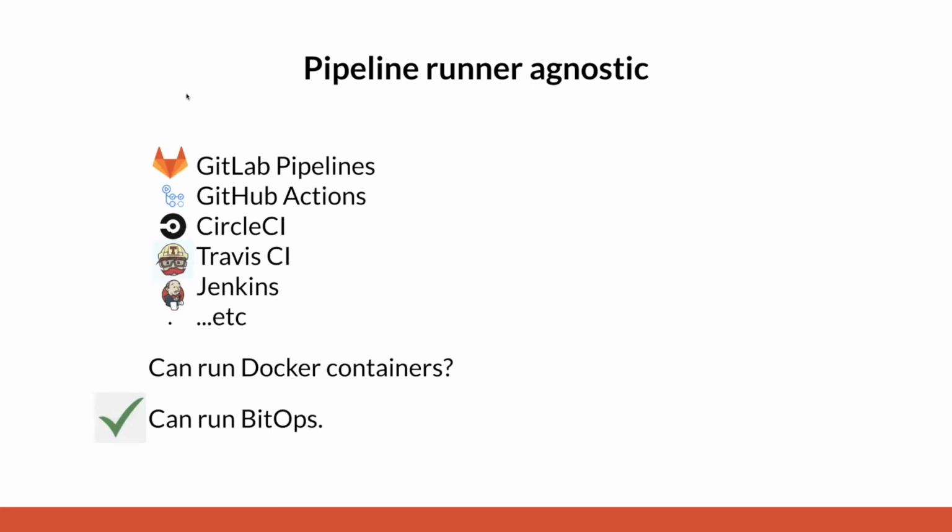As I mentioned, it's pipeline runner agnostic, so a little bit more on that. Whether you're using GitLab, GitHub, CircleCI, Travis, Jenkins, Buddy.works, there's a whole host of these pipeline runners. As long as it can run Docker containers, then it can run BitOps, and you can have an operations repo pattern and run BitOps to do your deployments. You can pretty easily switch around the pipeline config to have your entry point be the Docker container, which is not very different across each of the different pipeline runners. So it's pretty portable that way.